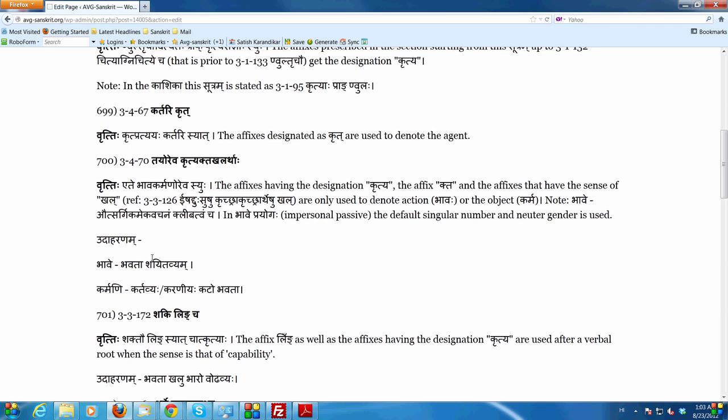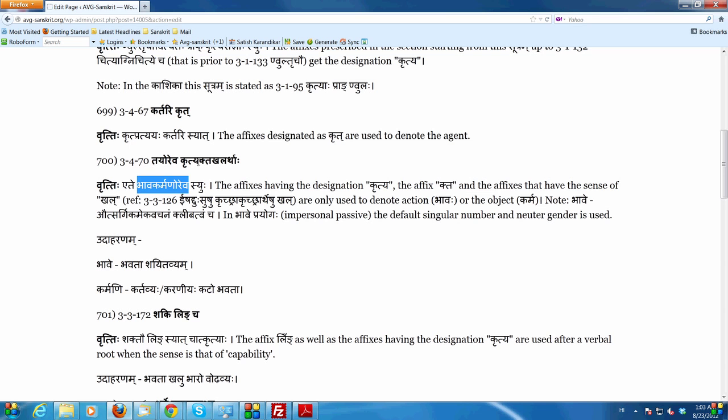That's why it is to be used in what we call in English the impersonal passive. Simply speaking, in English we can say that they are to be used only in the passive. These affixes, kritya pratyaya, kta pratyaya and khalartha, are all to be used only in the passive. That would be the simple meaning of this sutram.